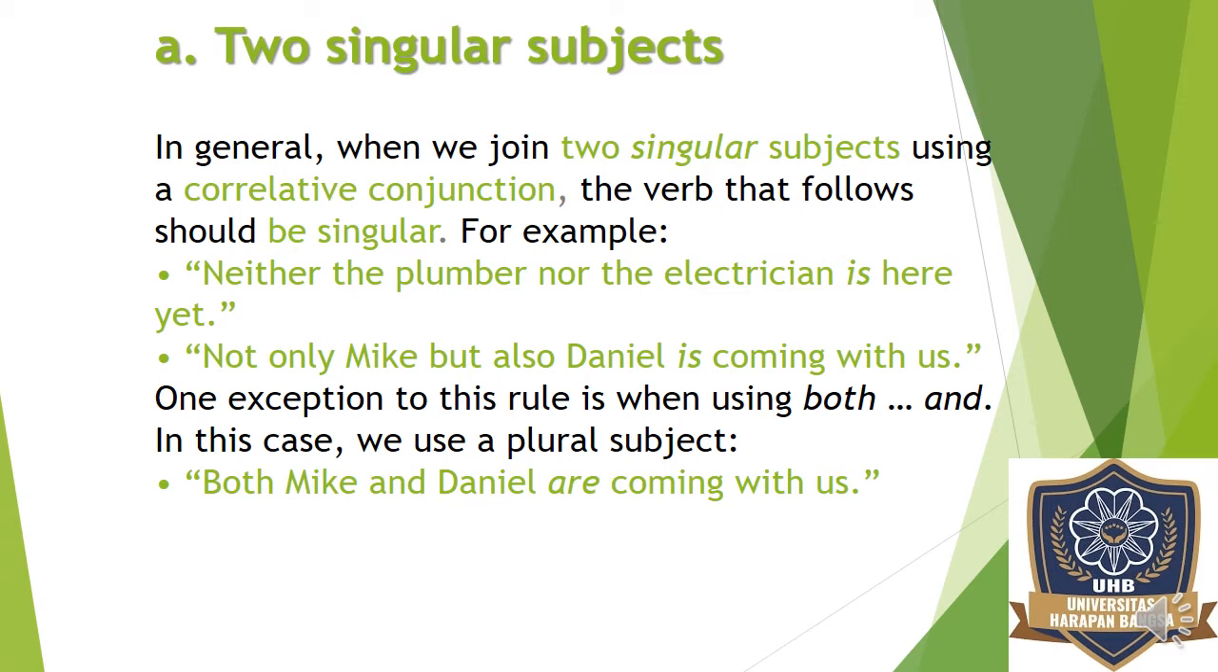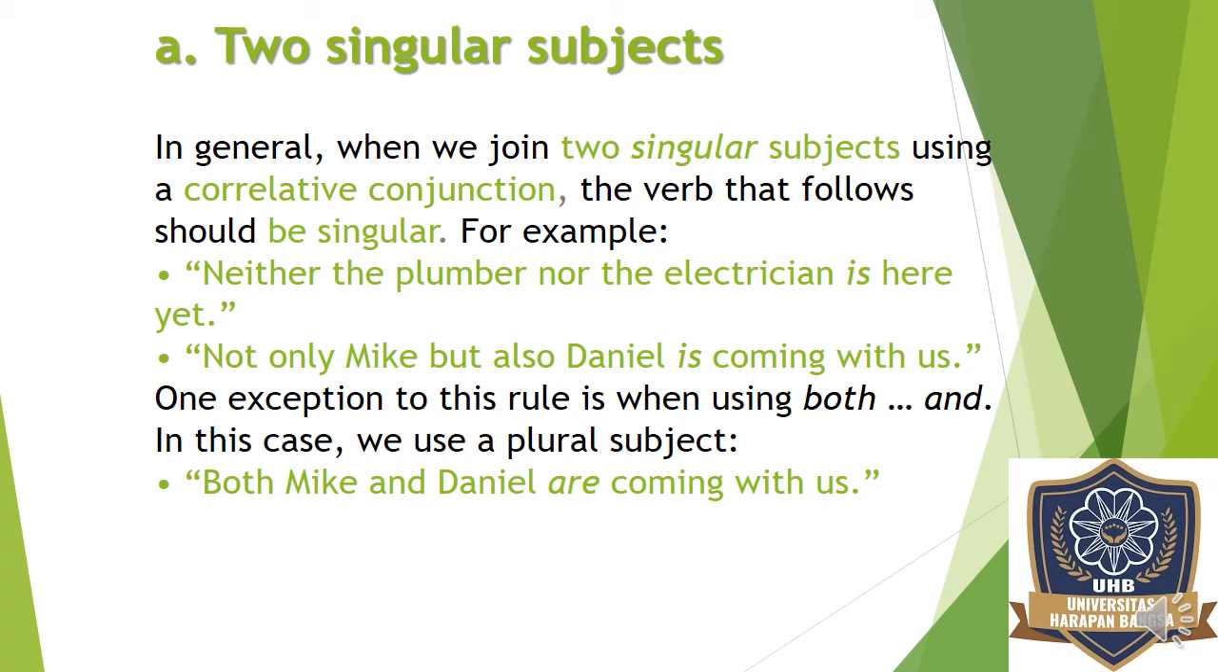Kenapa kita menggunakan kata kerja is, bukan are? Sementara dalam kalimat ini ada the plumber dan the electrician. Karena yang kalian harus fokus adalah di subjek yang paling dekat dengan kata kerja. Dan subjek yang paling dekat dengan kata kerja adalah the electrician. Singular subject, maka kata kerjanya adalah singular verb. Number 2, not only Mike but also Daniel is coming with us. So the subject that you have to concern is Daniel.